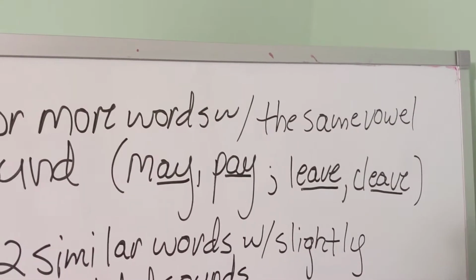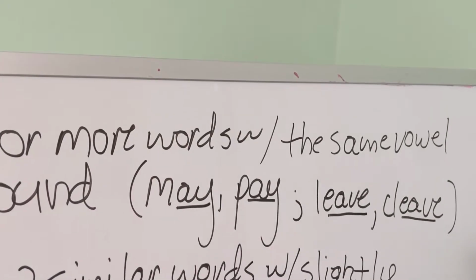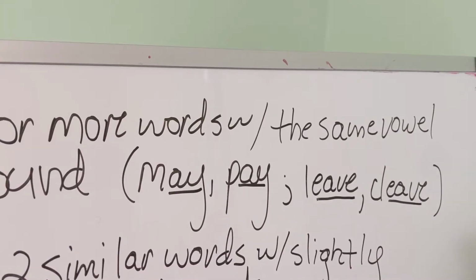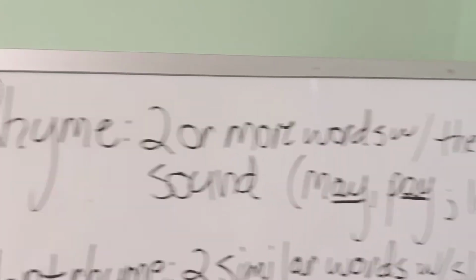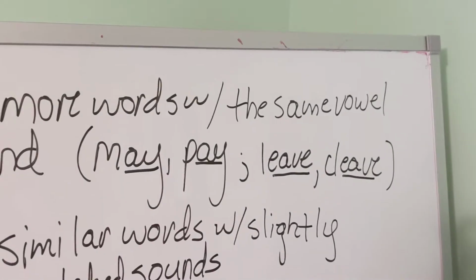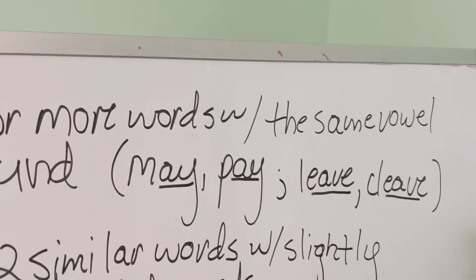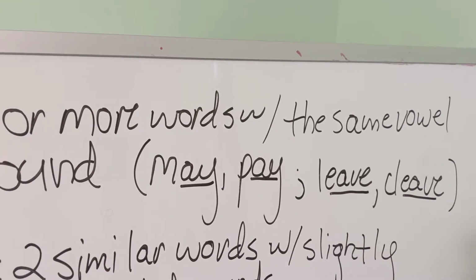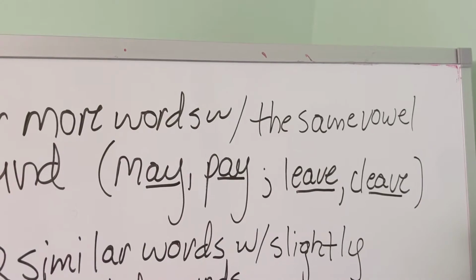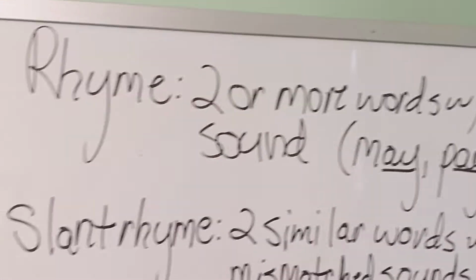Notice you are not rhyming with consonants. Just a review, just to remind you, the rhyming comes in the vowel sound, not in the consonant sound. So make sure with the definition you know it's two or more words with the same vowel sound. May, pay, leave, cleave.